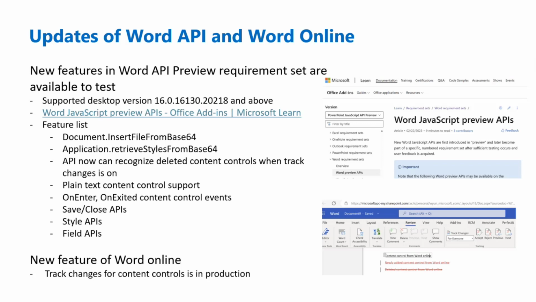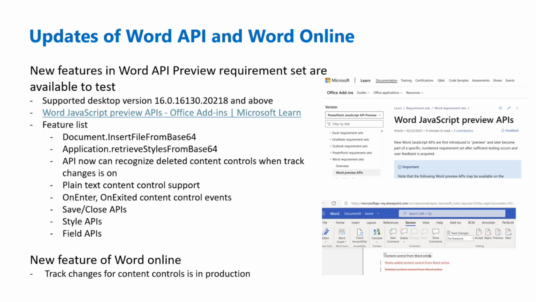The save and close API allows you to save a document or close the document. Here we only support the operations for these two APIs. We haven't supported the events for these two actions, but this is something we can consider for the future. We also support field APIs. If you have interest, please start testing these APIs and provide us early feedback, because for these preview APIs, we want them to be GA'd in the coming months. Your feedback is very important.